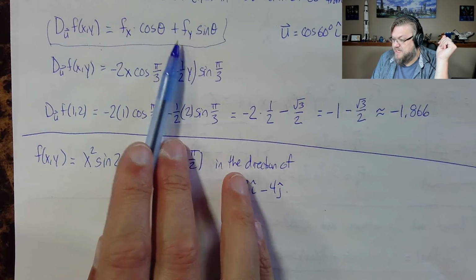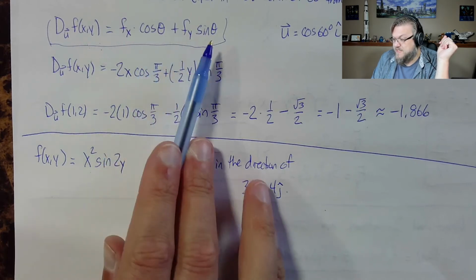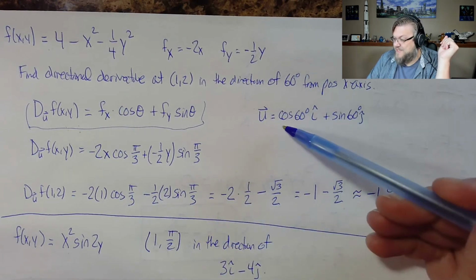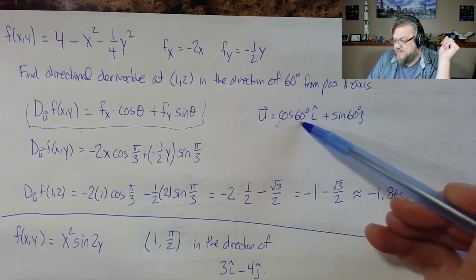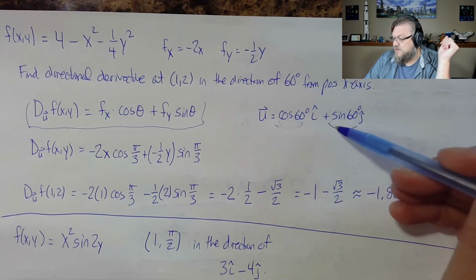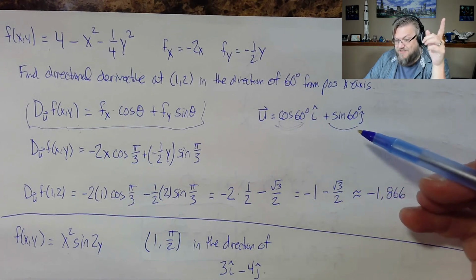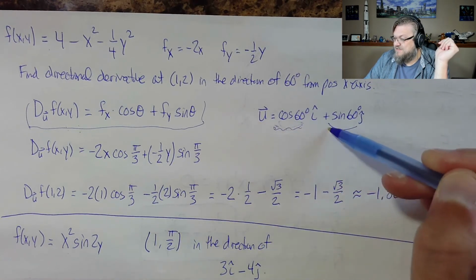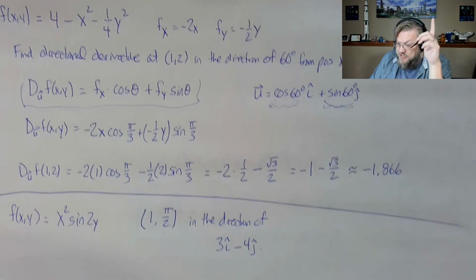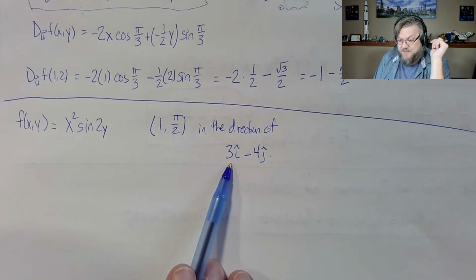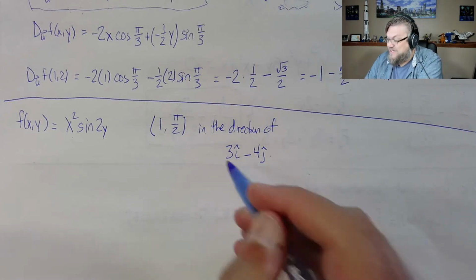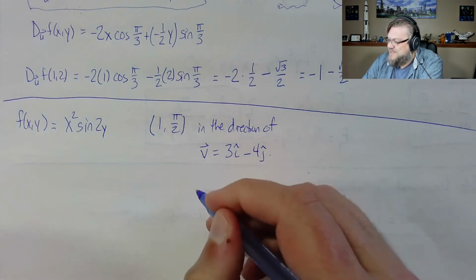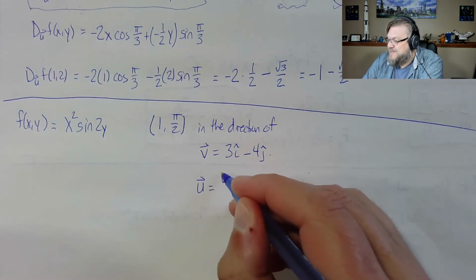I need the partials. I need cosine of theta and sine of theta. In other words, I need a unit vector, and I need to know its i component, which is going to be cosine of theta, and its j component, which is sine of theta. I can do this in this problem without knowing theta, because whatever number sits here and here, that's going to be the i and the j. I do have to make sure, though, that it's unit length, okay? And I don't think this vector is. So let's call this vector v, and what I want is u to be a unit vector in the direction of v.